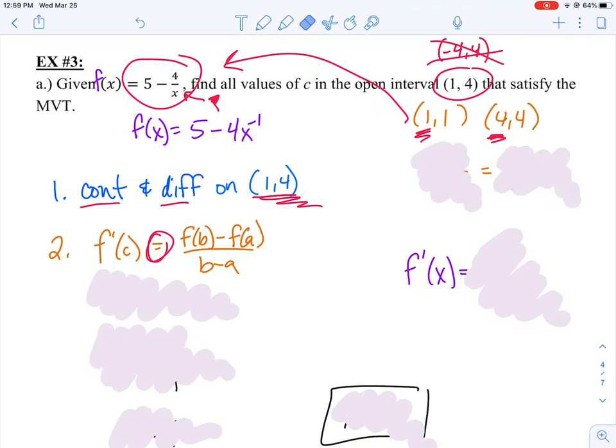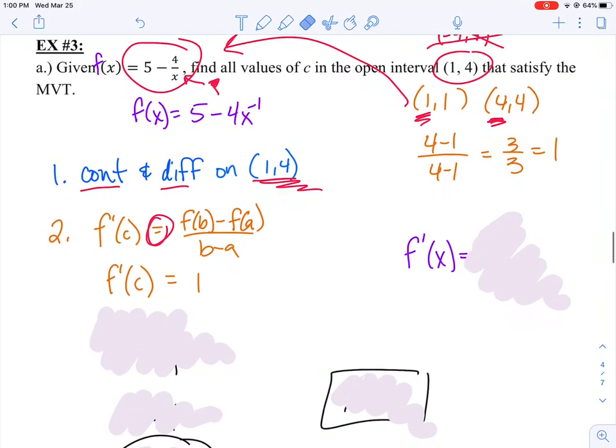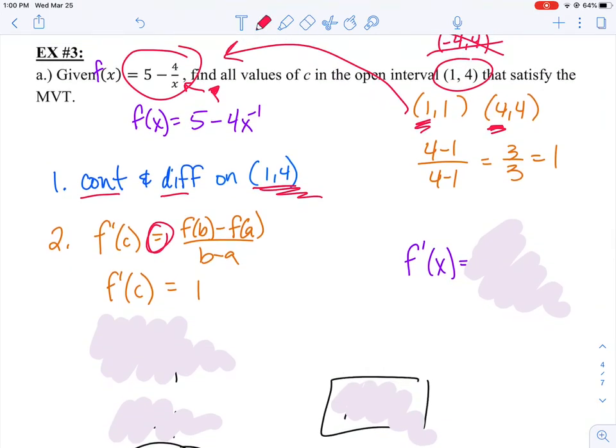And now that I have those 2 points, I should be able to find the slope between those 2 points, the slope of my 2 endpoints, right? My average rate of change. y2 minus y1 over x2 minus x1. I ended up getting a slope then of 1. That means the slope between my 2 endpoints is 1. My average rate of change is 1. If my average rate of change is 1, then my instantaneous rate of change should also be 1 at some point in that interval. My derivative should be 1 at some point in that interval, right?